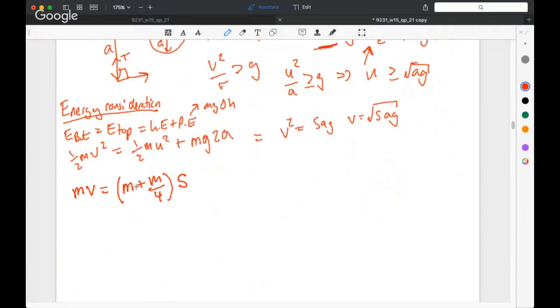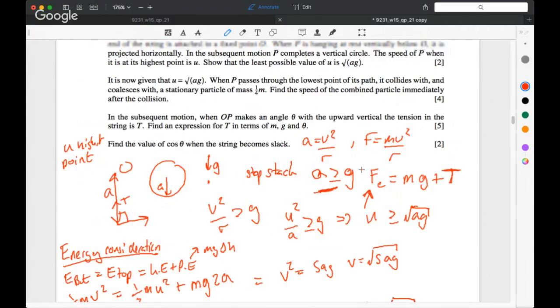So this is just using momentum as mv. This is the mass of the particle that's on the string, this is its velocity, and then this is the new mass. It's the old mass plus the new one because it coalesces together, and this is the new speed. So that's 5m over 4. When we multiply, we get 4 over 5m times m, and then put in our value for v. I think this is right. 4 over 5 square root 5ag. That's what S equals. Is that all I asked for? Yeah, find the speed of the particle.